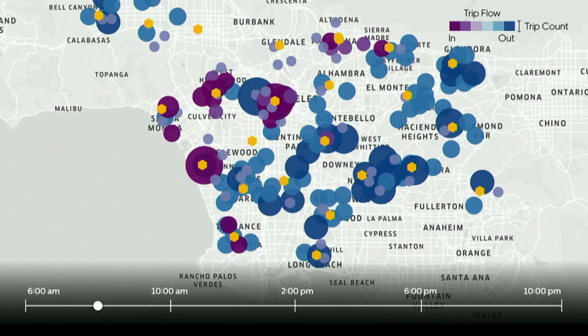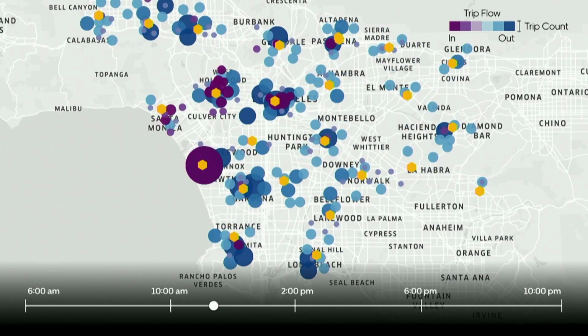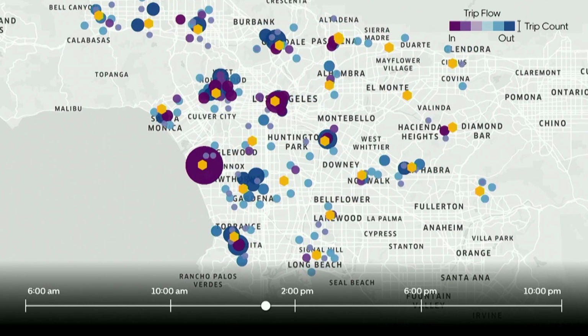In the morning, as we can see, the trip outflows are present in the surrounding areas around LA, whereas the trip inflows are centered at critical urban centers such as Santa Monica, West Hollywood, and Los Angeles. As I keep playing through the afternoon, we see that trip flows decrease significantly, but there's still a high inflow of trips going into LAX.